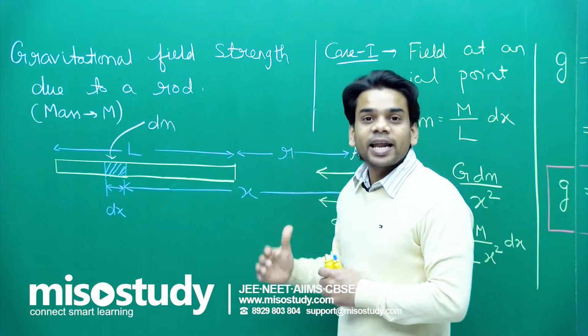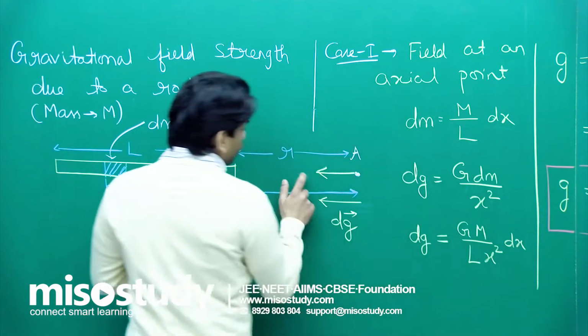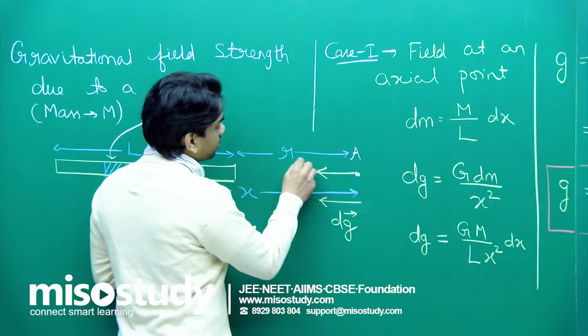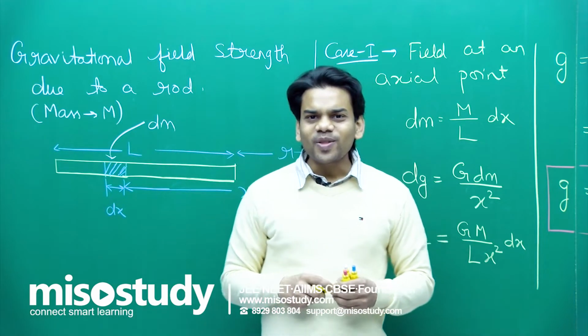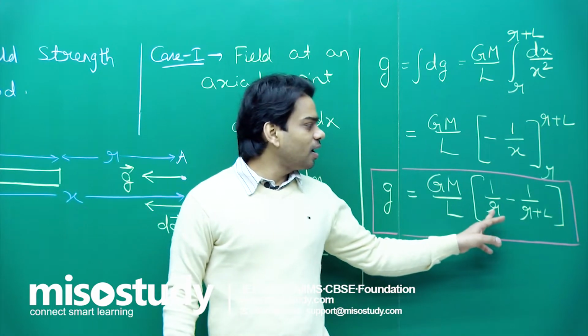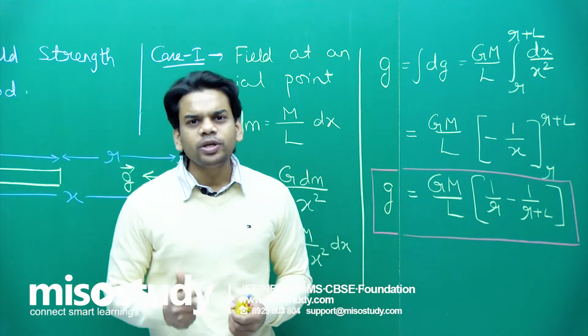So the net direction of the gravitational field will be towards the rod, which I have already shown you here. I can mark the g vector here, showing the field is directed along this, and its formula, you can all see, is capital G M by L times (1 upon r minus 1 upon r plus L). Once again, a very quick recap of the entire derivation.